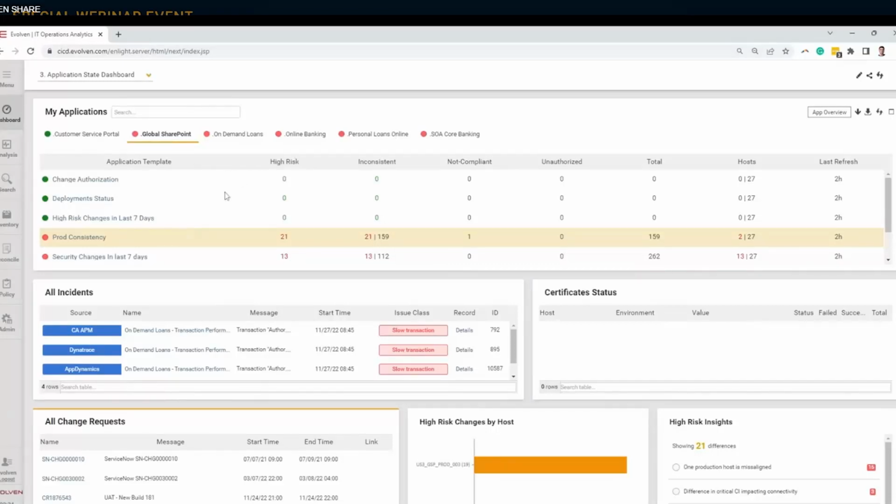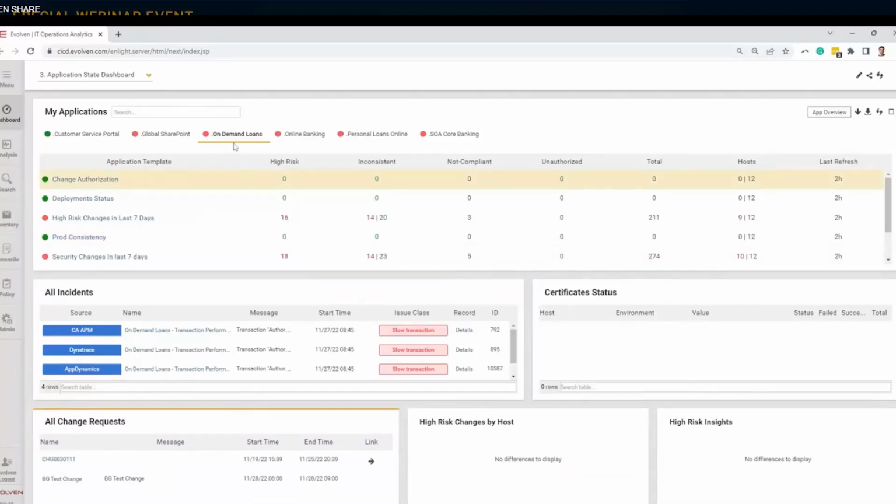And for each of the applications, the color, green, orange, red, is defined by the state of the KPIs calculated based on the findings, on the insights for the configuration and changes detected for each of these applications. So, for example, we've already talked about application On-Demand Loans. You can see if there are any unauthorized changes. Are there any deployments failing or introducing risks? Are there any high-risk changes identified as such by our analytics engines?